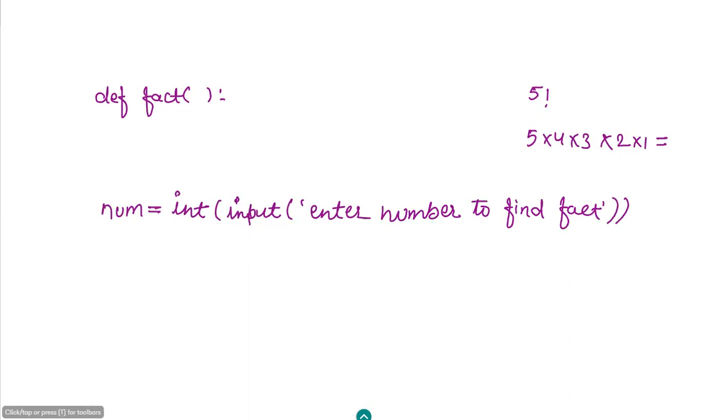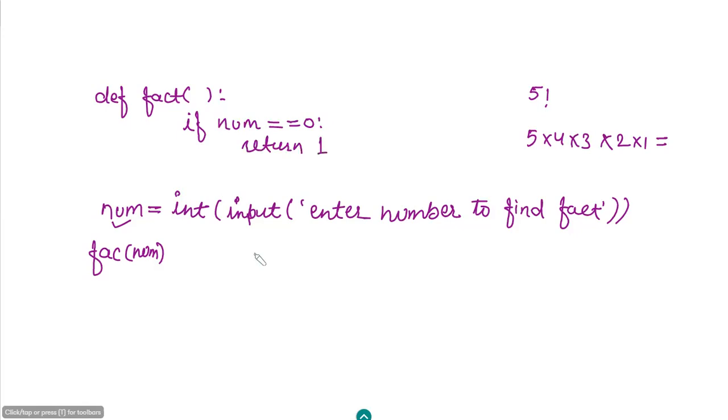Now while calling the function, we will pass the variable inside this function. If the number is equal to 0, then it will return what? It will return what?